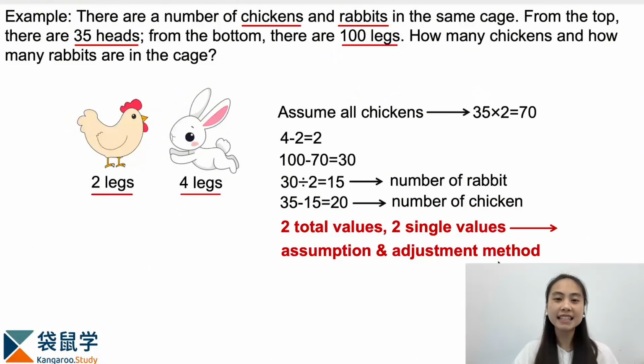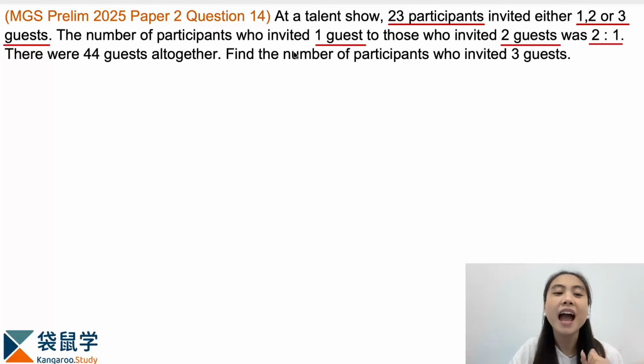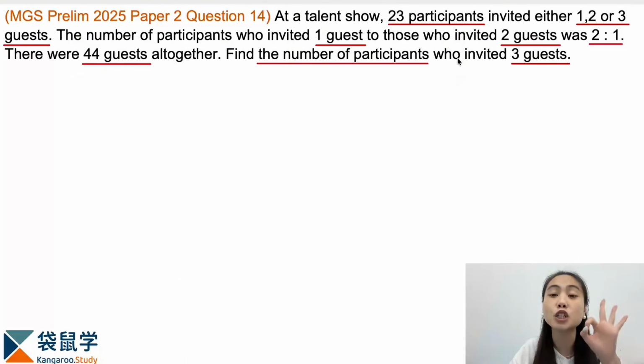So let's go back to our question now. And we read the question once again. At a talent show, 23 participants invited either 1, 2, or 3 guests. The number of participants who invited 1 guest to those who invited 2 guests was 2 to 1. There were 44 guests altogether. Find the number of participants who invited 3 guests.